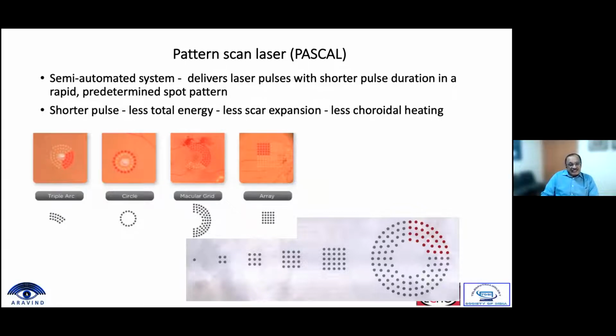The pattern scan laser, which has been there for quite some time now, has made delivery of laser, or doing pan-retinal photocoagulation, much easier for the ophthalmologist, because in a single shot multiple laser marks are done. These are semi-automated systems which deliver laser pulses with shorter pulse duration in a rapid predetermined spot pattern. You can choose, as you can see from this picture, a single spot, 4 spots, or multiple spots as you want it to be delivered.